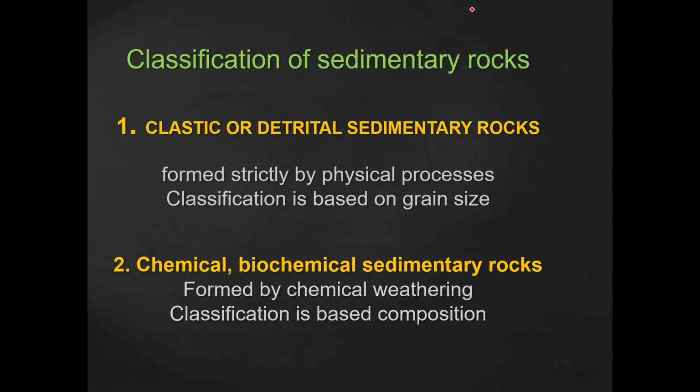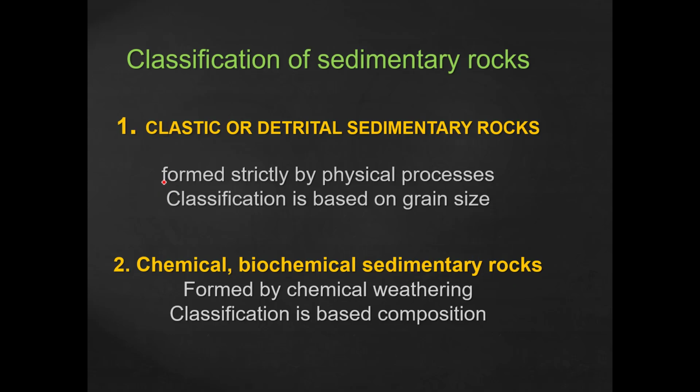We stopped at the characterization of sedimentary rock, and now we're going to start with the classification of sedimentary rock. Remember, from physical geology, we classify the sedimentary rocks into two big groups: the clastic or detrital sedimentary rocks and the chemical and biochemical. What is the big difference between the two?